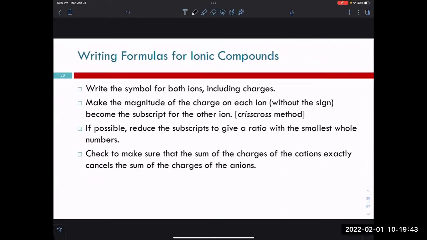Okay, so as a more step-by-step, we start by writing the symbol for both ions and including the charges. Make the magnitude of the charge on each ion, without the sign, become the subscript of the other ion. So magnesium 2+, we'll write out these charges, magnesium, chloride. The magnitude of 2+ is 2. Magnitude of 3+ would be 3. The magnitude of 3- would be 3.